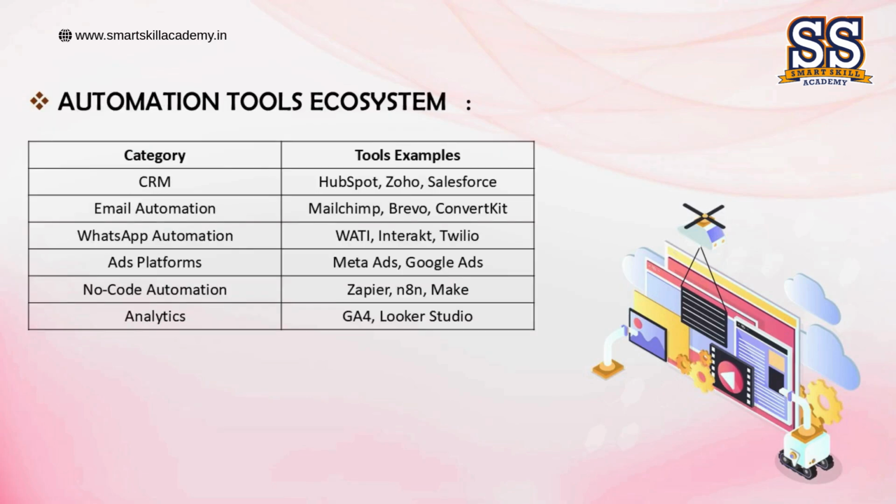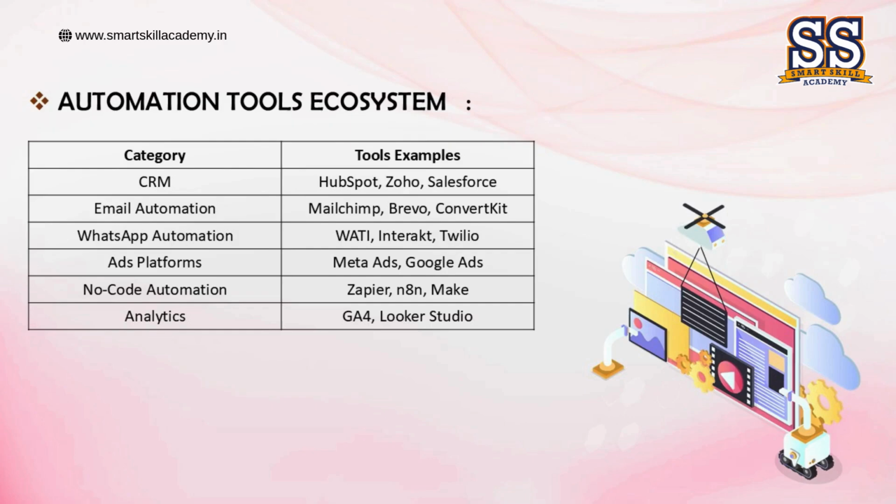In today's digital landscape, building an efficient marketing machine isn't just about hard work. It's about leveraging the automation tools ecosystem to handle repetitive tasks while you focus on strategy. As you can see on the slide, we categorize these tools into 6 essential pillars that every digital marketer should master. At the heart of everything is your CRM, with powerhouses like HubSpot, Zoho, and Salesforce acting as the central brain that stores every customer interaction.